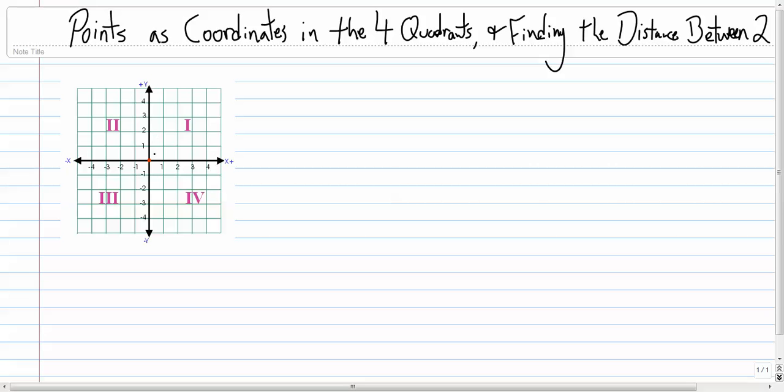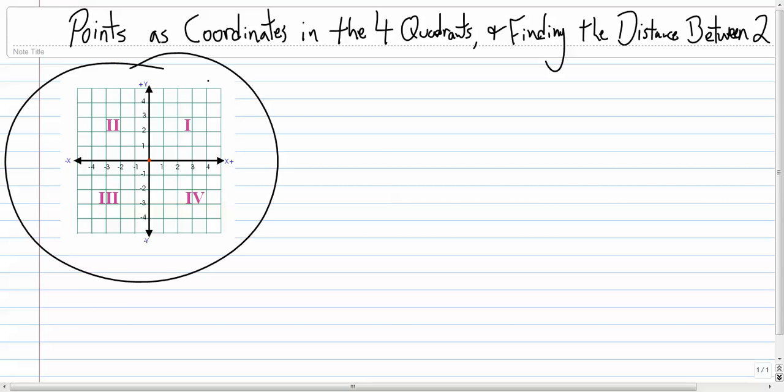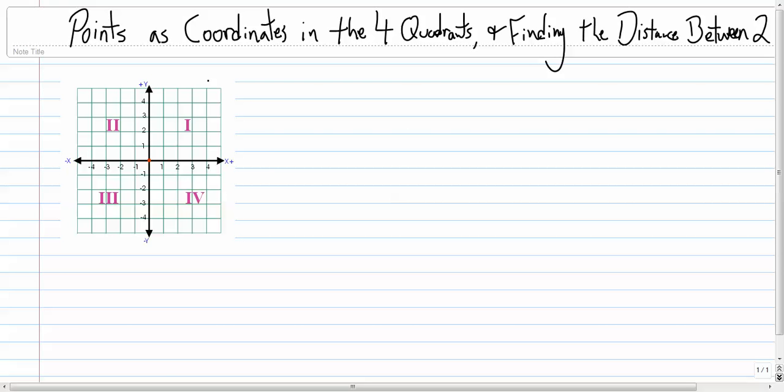This is a review of the coordinate system with the x-axis and the y-axis and the flat plane graph that those two axes make. Okay, so let's get started. My two goals during this video are to review the way that this graph works, as well as how to find the distance between any two points on that graph.